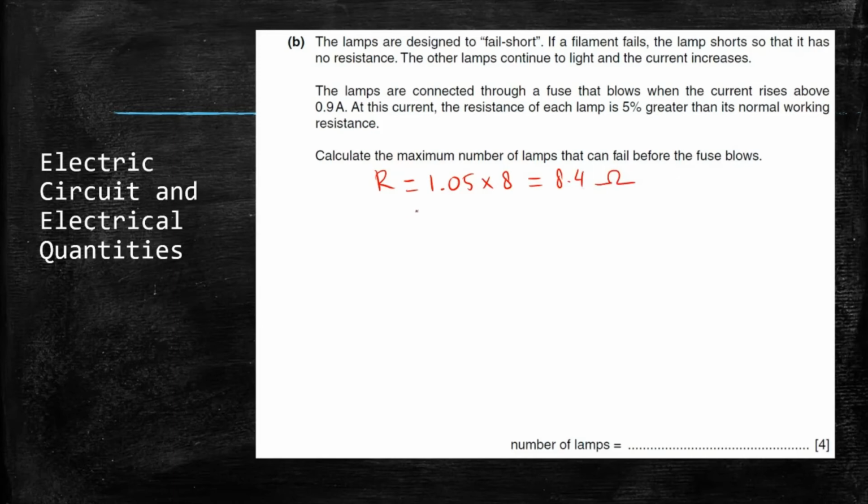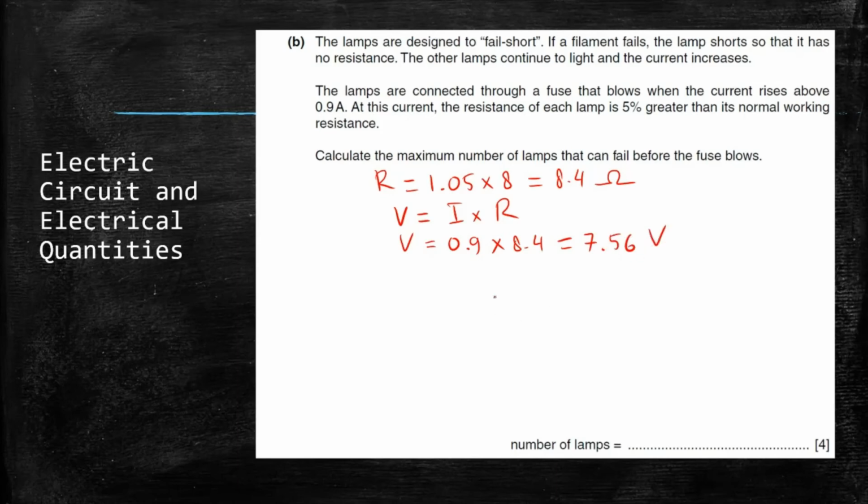Next, calculate the voltage consumed by each lamp after the current and the resistance increase. Use the equation V equals I times R. So V equals, the I becomes 0.9 after the current increases, times 8.4, the new resistance. This becomes 7.56 volt.